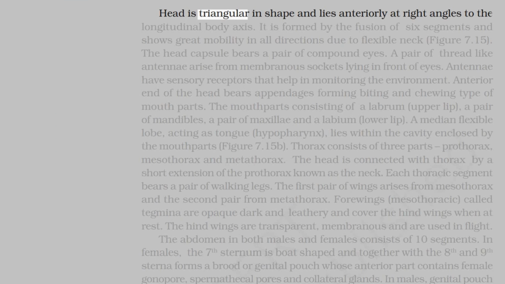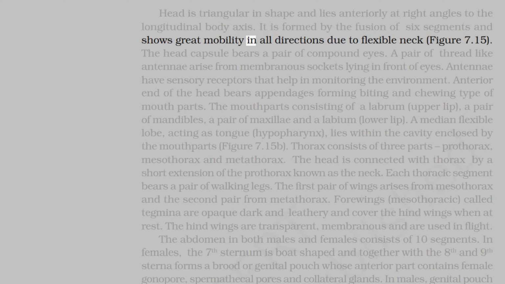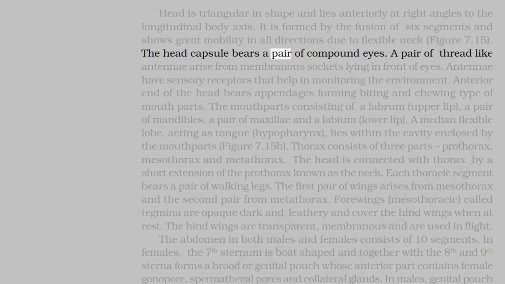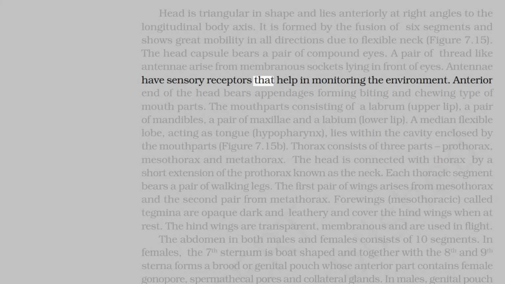Head is triangular in shape and lies anteriorly at right angles to the longitudinal body axis. It is formed by the fusion of 6 segments and shows great mobility in all directions due to a flexible neck, figure 7.15. The head capsule bears a pair of compound eyes. A pair of thread-like antennae arise from membranous sockets lying in front of the eyes. Antennae have sensory receptors that help in monitoring the environment.